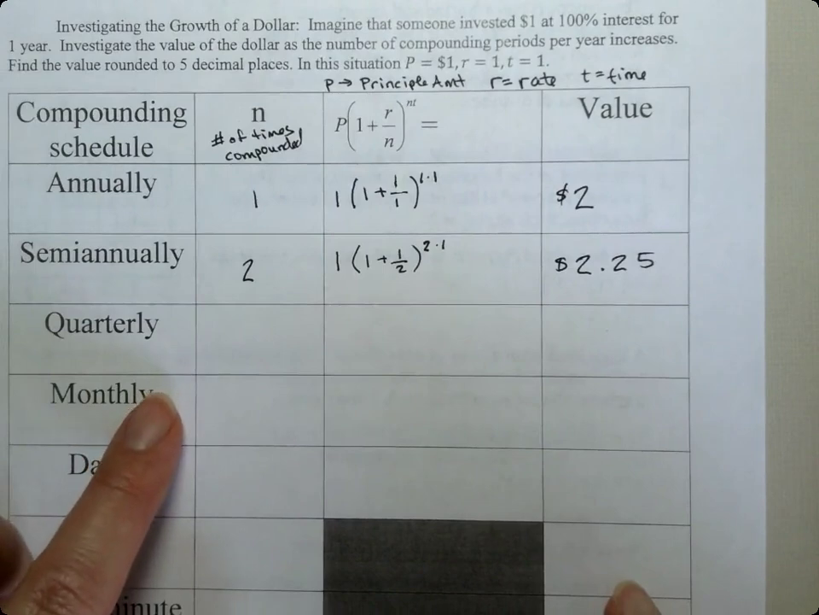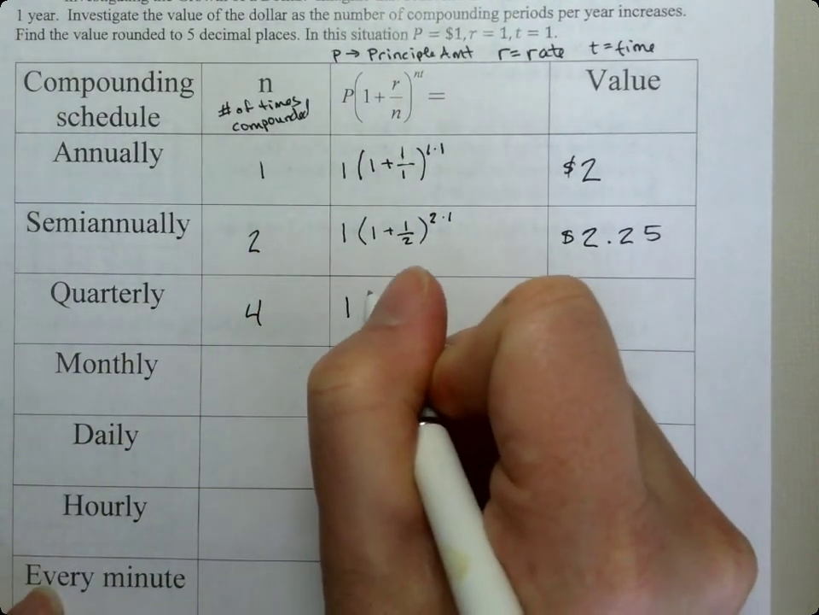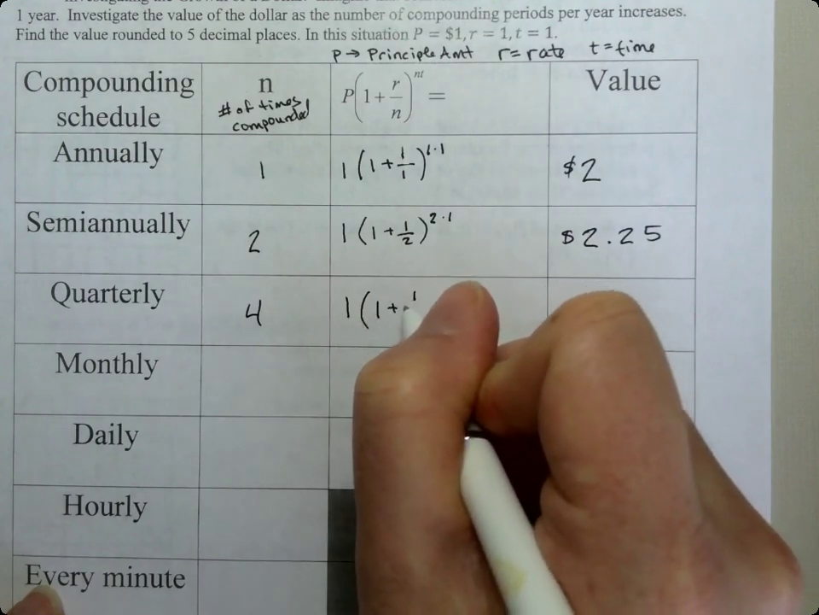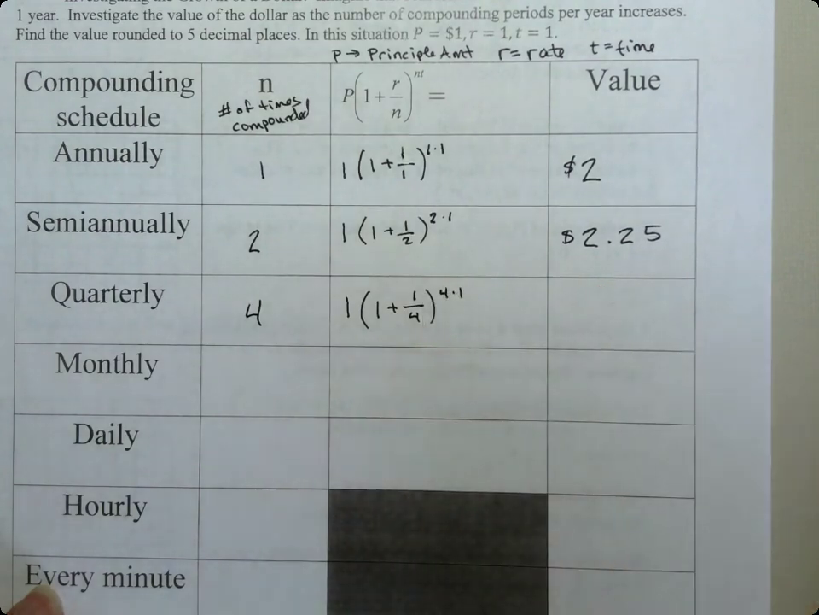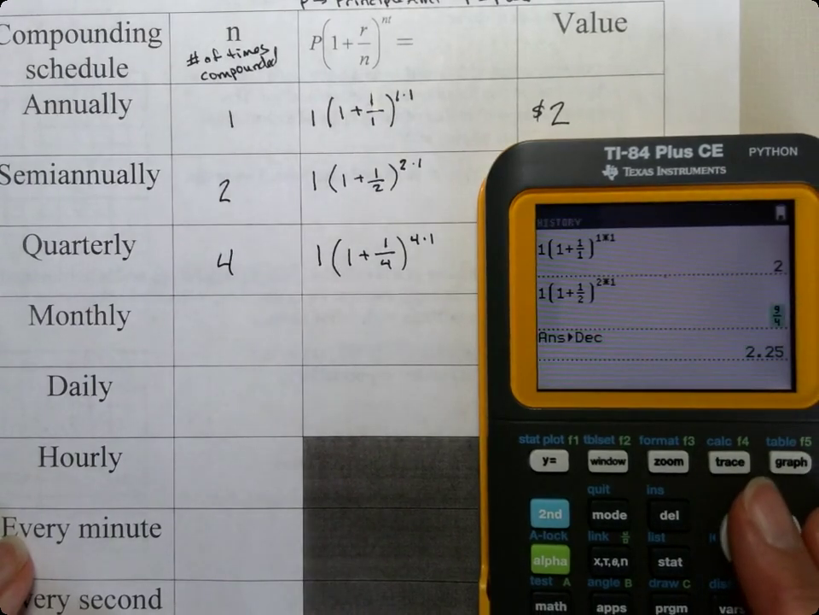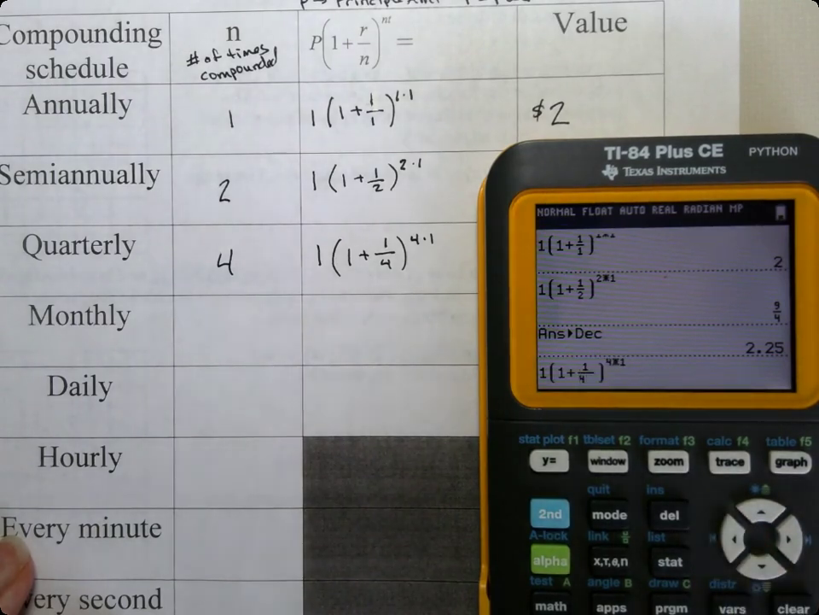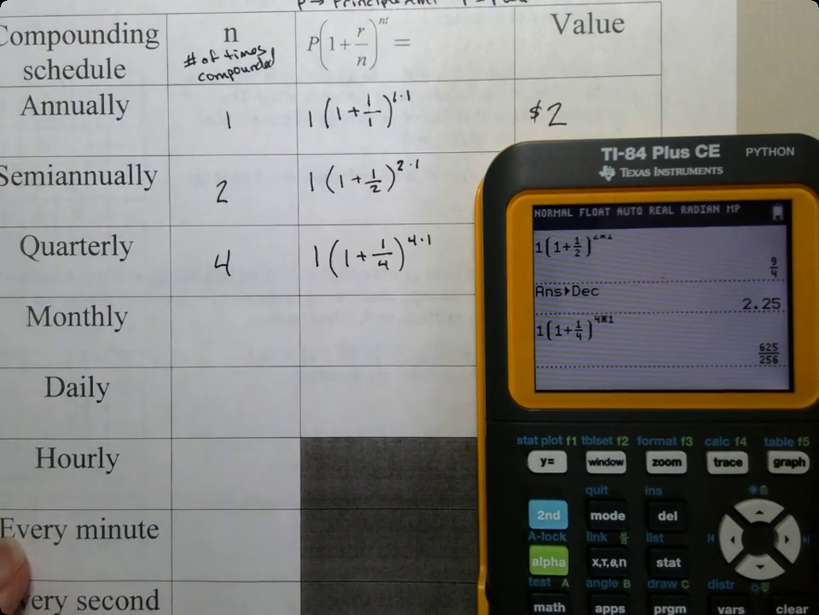All right, what does quarterly mean? How many times a year? 4. Okay, so everything's staying the same. Initial amount, 1 plus the rate is 1 over 4 to the power of 4 times 1. So again, I think the quickest way to do this is to select your last thing and then just change over to your n being a 4. And that saves us some typing. And I get 625 over 256.